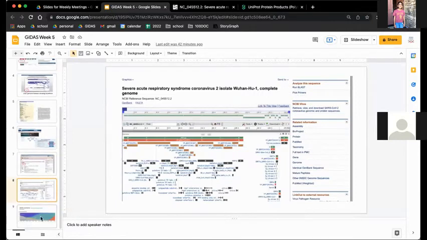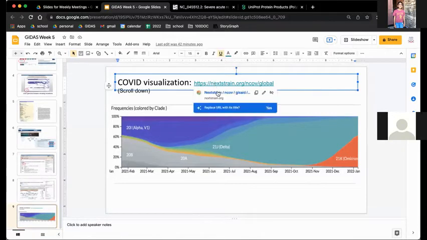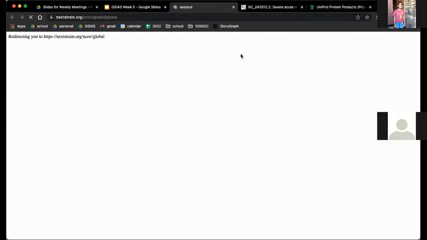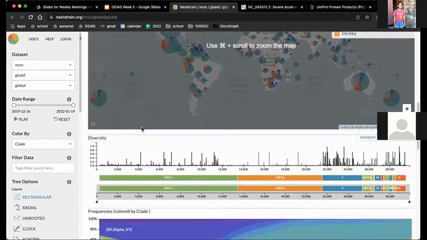And then another resource we can use for COVID visualization is NextStrain. We didn't use this that much in MIRCOR, but it was interesting just to see the graphics of it. It's not loading. Okay, it'll go. My computer's a little slow.